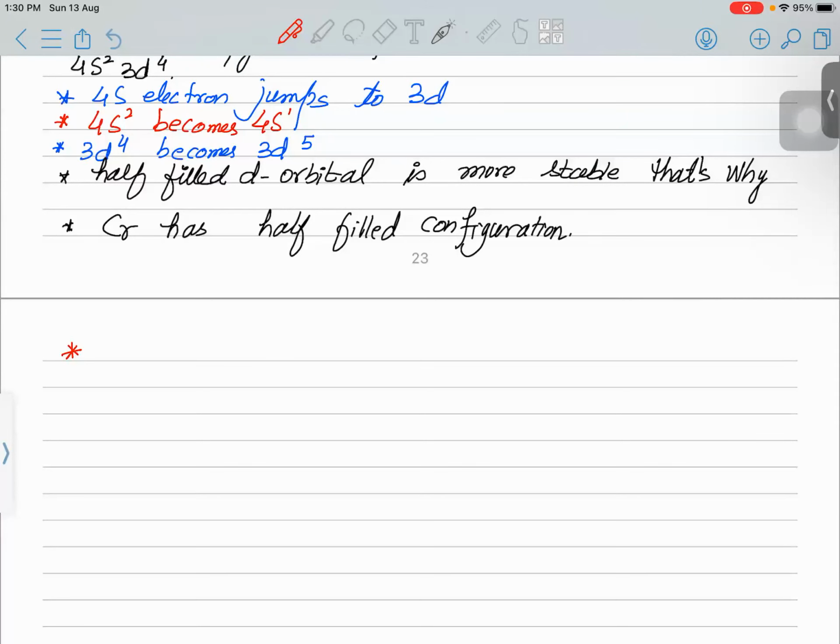Now, next is copper. Copper is 29. Anyone tell me its electronic configuration? Is copper an exception or not? First just tell me the configuration. Everything is the same except it's going to be 3d9. 1s2, 2s2, 2p6, 3s2, 3p6, 4s2, 3d9.